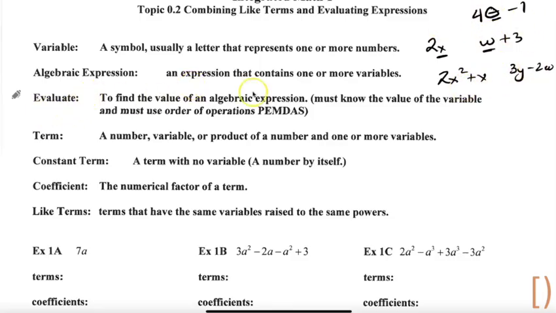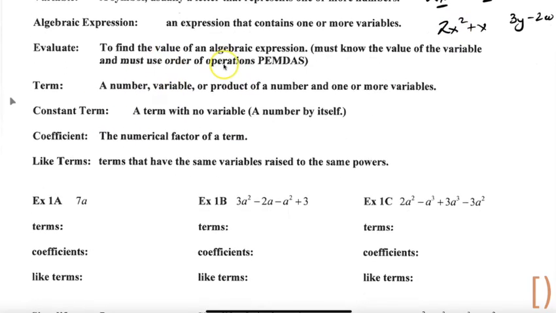Evaluate is to find the value of an algebraic expression. So when you evaluate, these are just simple. You add up like terms. If they give you the variable, then you could use PEMDAS to simplify and get an answer. So that's evaluate. You just want to simplify, following the rules of PEMDAS.